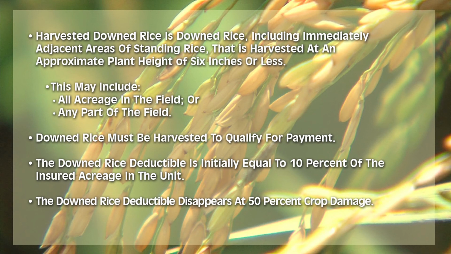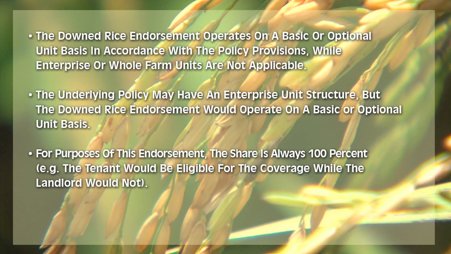The down rice deductible is initially equal to 10% of the insured acreage in the unit. The down rice deductible disappears at 50% crop damage. The down rice endorsement operates on a basic or optional unit basis in accordance with the policy provisions, while enterprise or whole farm units are not applicable.